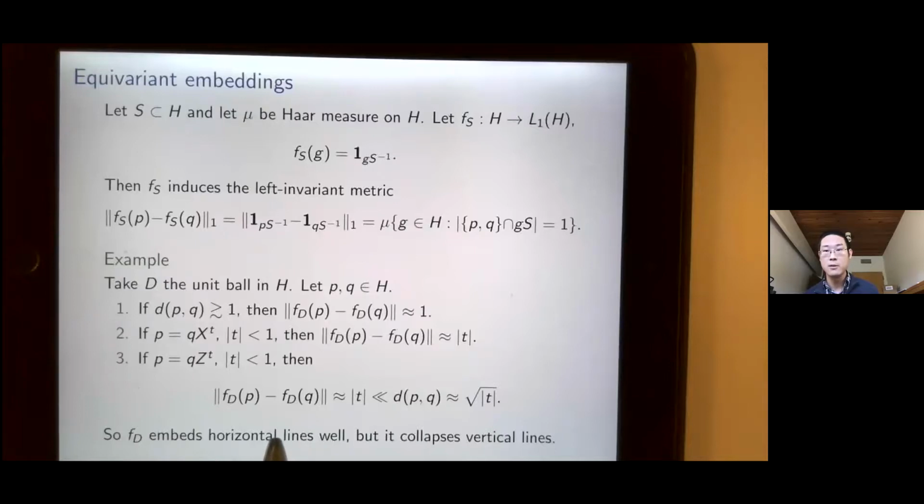May I ask a question? Yeah. Is the unit ball in H considered as a Euclidean space or as a sub-Riemannian space? It doesn't really matter. They're about the same. Ah, okay, thanks.